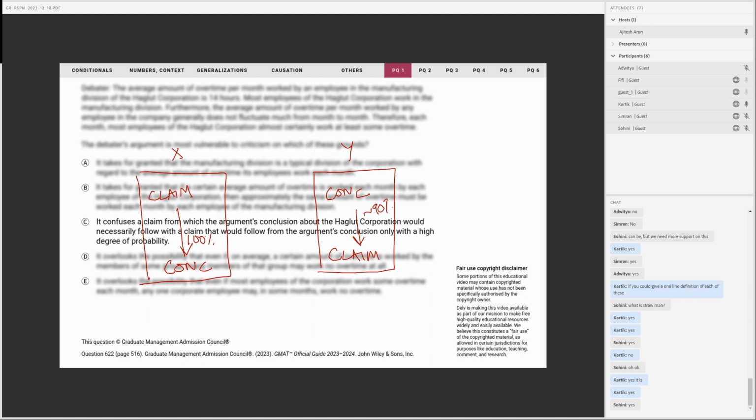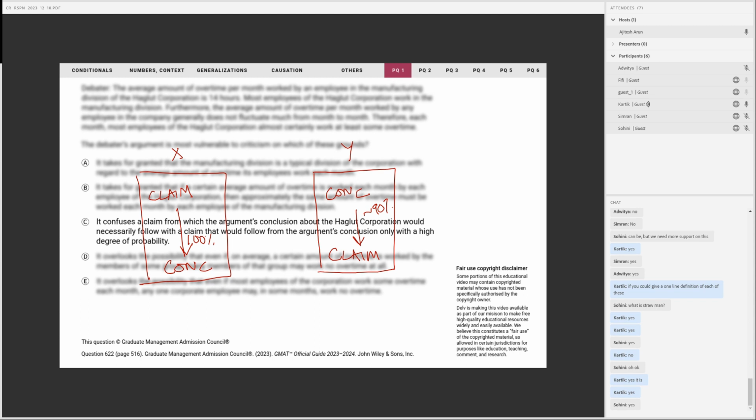Yes, please. I just had another confusion with option E. I eliminated that option on the basis that it states that any one corporate employee may work no overtime. Is that the reason why we have to eliminate E? Because that was the reason I eliminated E.